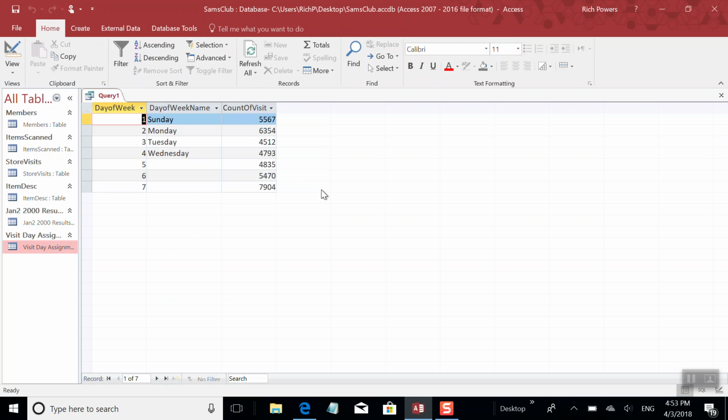Bingo. All right, we have our day of the week and the day of the week name. Now remember, we only went up to Wednesday. We didn't do the remainder, Thursday, Friday, Saturday. But what you see is we got a count of the visitors, and obviously Saturday is our busiest day. So we kind of want to rank this.